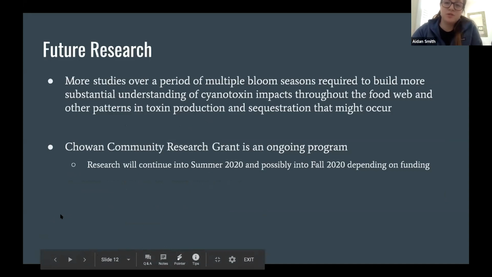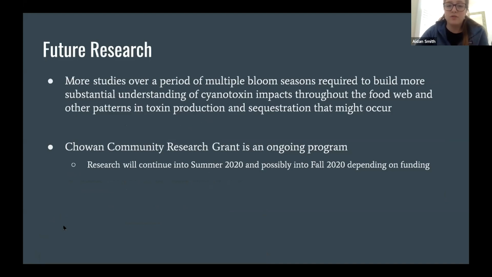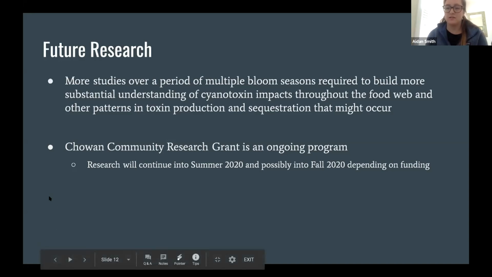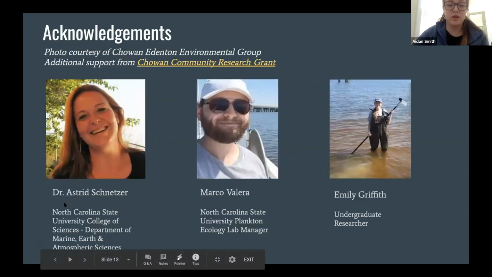So in the future, we want to do some more studies over a period of multiple bloom seasons, because this will help us understand more about the cyanotoxin impacts through the food web and how it's moving, where it's accumulating, and then other patterns of production and sequestration that might occur. And then the research was actually funded through the Chowan Community Research Grant. And this is an ongoing program, so hopefully we'll be able to continue this into late summer of 2020 and possibly into the fall. Depending on funding, we'll see how that goes given the current situation. But this is definitely a common issue along the North Carolina coast.